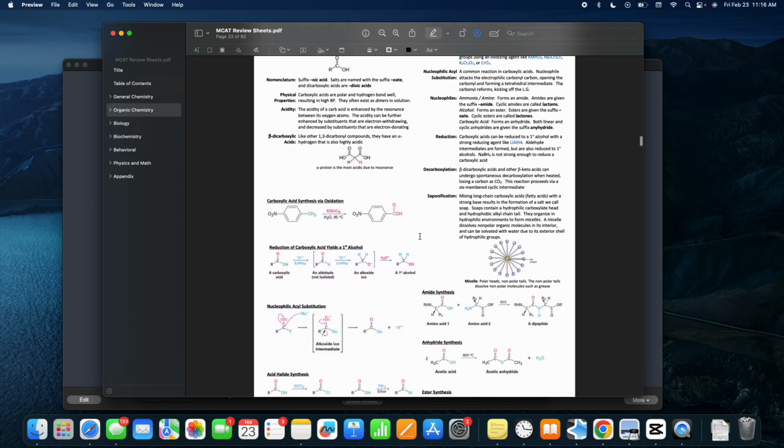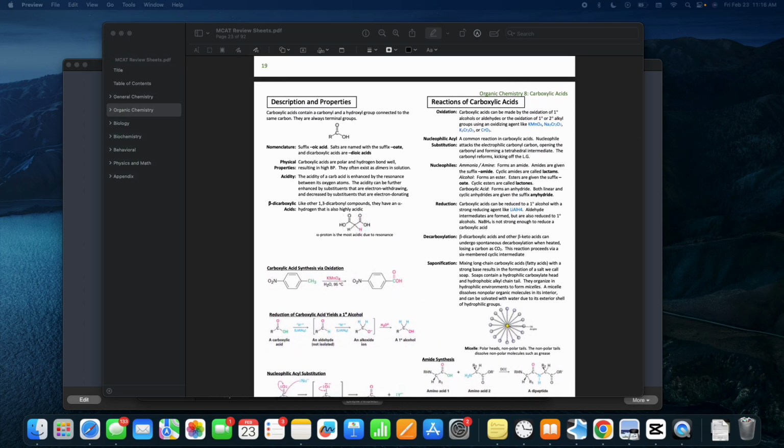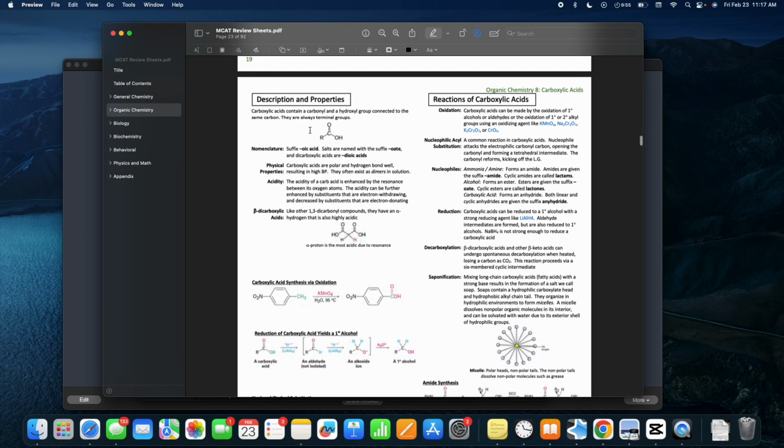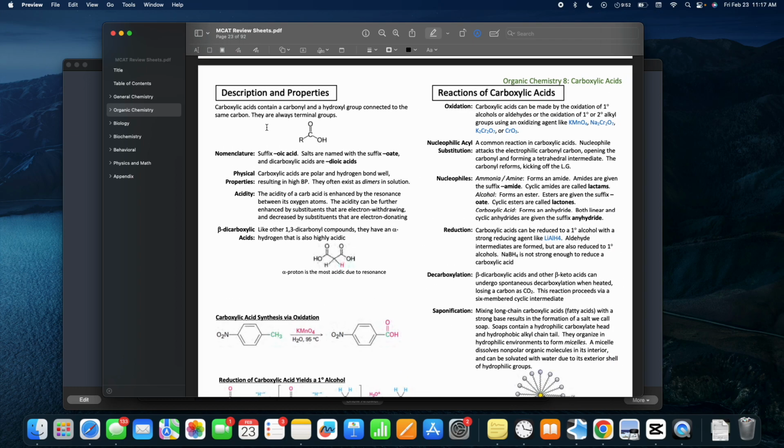Let me just finish this actually. So carboxylic acids contain a carbonyl and a hydroxyl group connected to the same carbon. They are always terminal groups. Always. The suffix is oic acid. The salts are named with oate. And dicarboxylic acids are dioic acids.